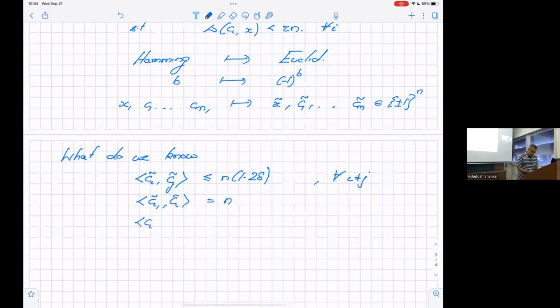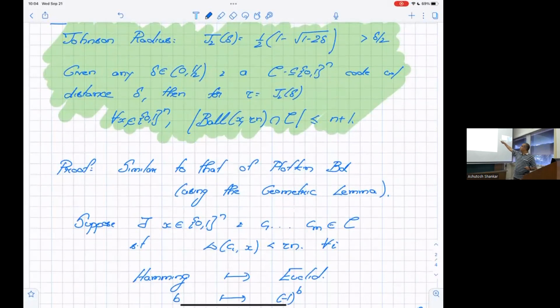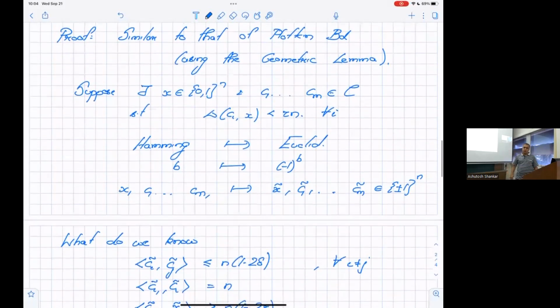What about Ci tilde with x tilde? Here it is greater than, because the number of agreements is far more than the number of disagreements. So here it's greater than n times (1 minus 2 tau). Here x is an arbitrary point, so we assume that we want to prove this for every x. Suppose I give you an x and I have code words satisfying the property. I want to find a tau for which I can put a bound on m. The proof will tell us what tau is.